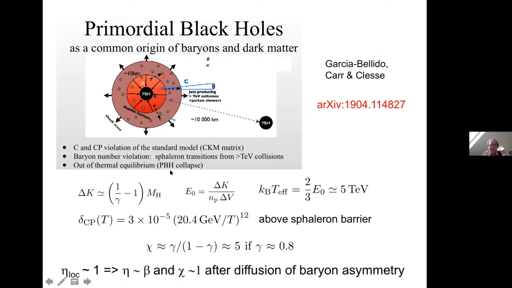So the idea is that around each black hole you get a baryon to photon ratio of about 1, but then when it diffuses to the rest of the universe, it automatically gets reduced to beta. So we were excited by this.